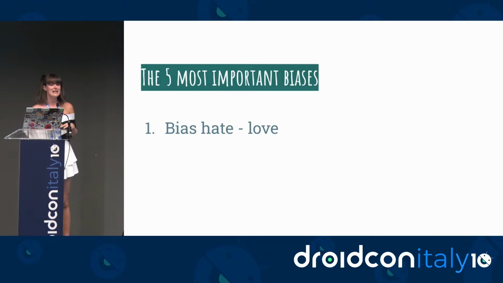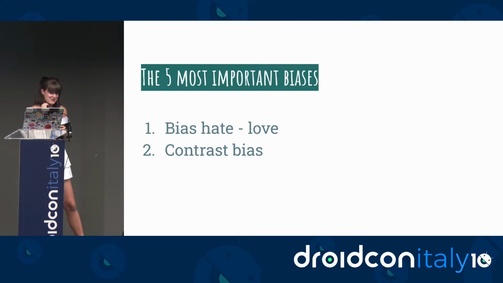The first one is the hate-love bias. Imagine you are at the stadium, and you think, okay, this is my favorite football team, and of course they will win, but the other team, of course, thinks the same about their favorite team. So the risk is that we overestimate the reality and lose perception of things. Maybe we ignore the effect of our friends and amplify the ones of our enemies. The second one is the contrast bias.